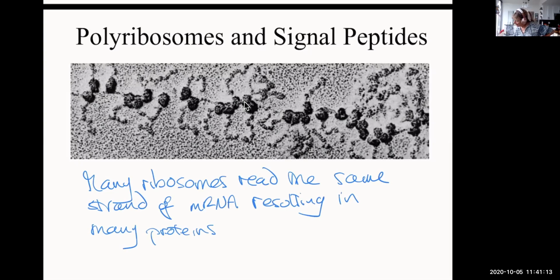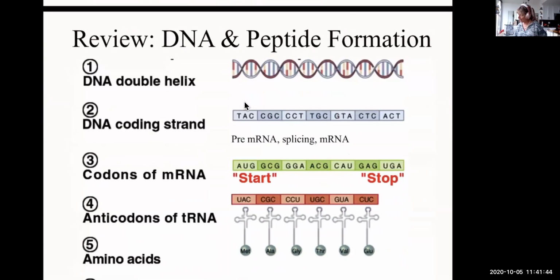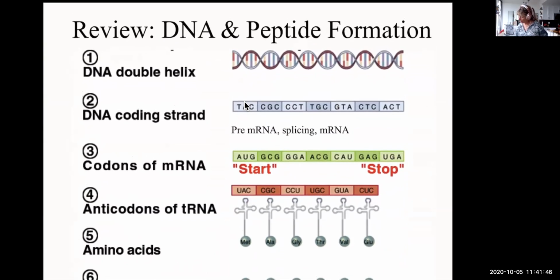So this is showing here, this is an electron microscope micrograph. Those are all ribosomes, and these are amino acids being built. Or I should say being attached to make a protein. So here's a quick review, and then we'll do our exercise.